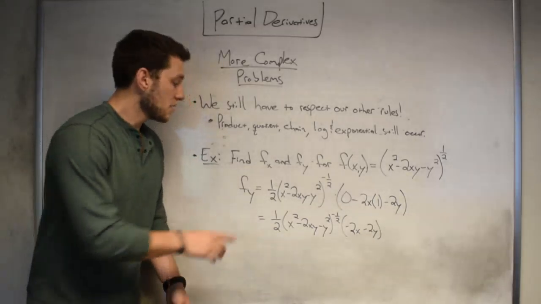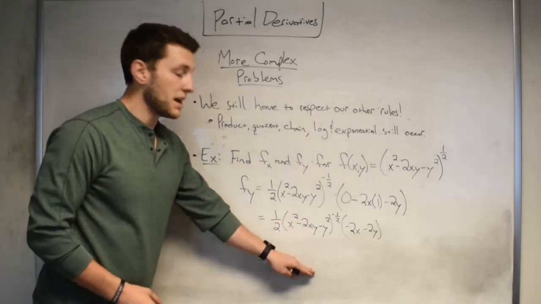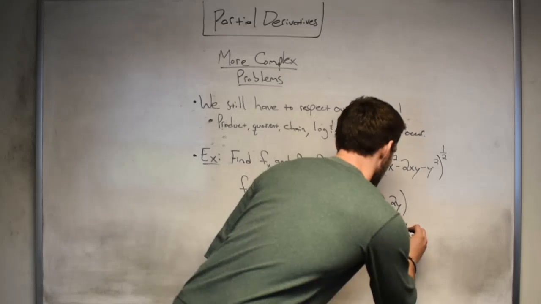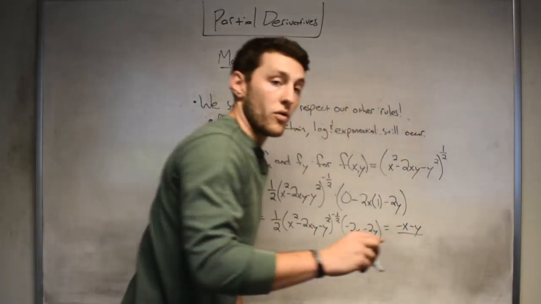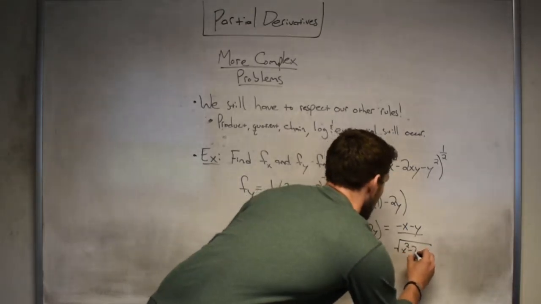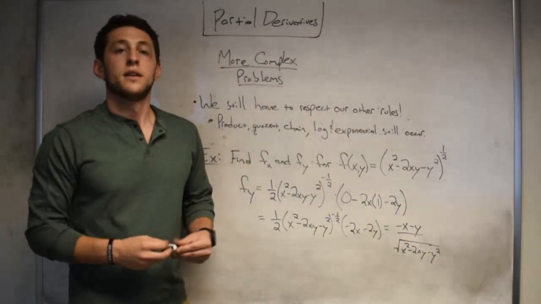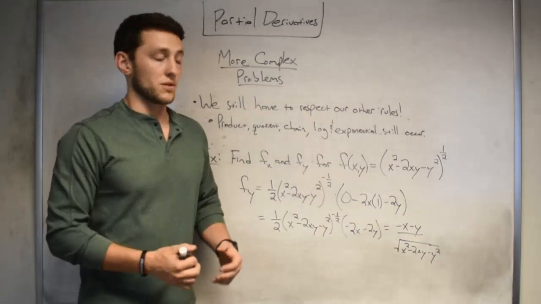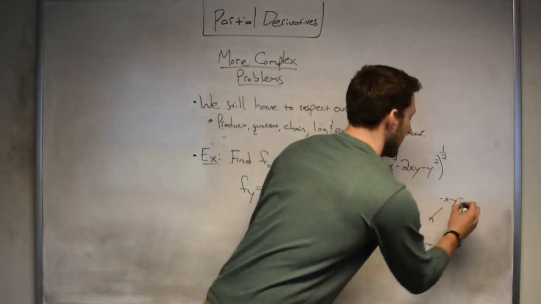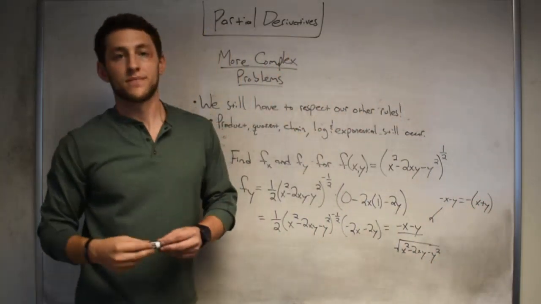And last but not least, we could distribute in the 1/2, canceling out these 2's, and move this to the bottom, giving me an answer of negative x minus y over the square root of x squared minus 2xy minus y squared. Sometimes you'll see, if this were in the book, the book write the top, minus x minus y, as negative x plus y in parentheses.